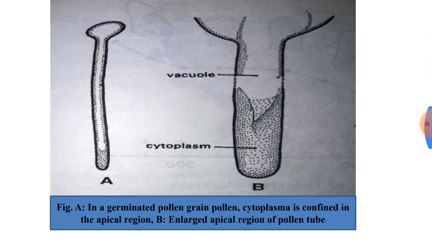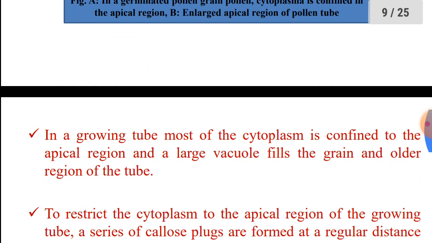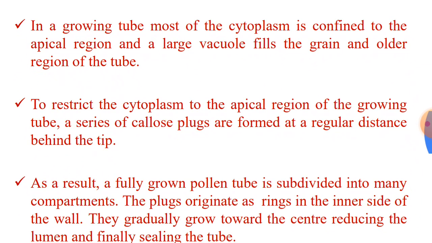This figure is showing a germinated pollen grain. Figure A is showing the pollen tube in which it is shown that the cytoplasm is confined in the apical region, and in figure B this is the enlarged apical region of the pollen tube. In a growing tube, most of the cytoplasm is confined to the apical region and a large vacuole fills the grain and older region of the tube.